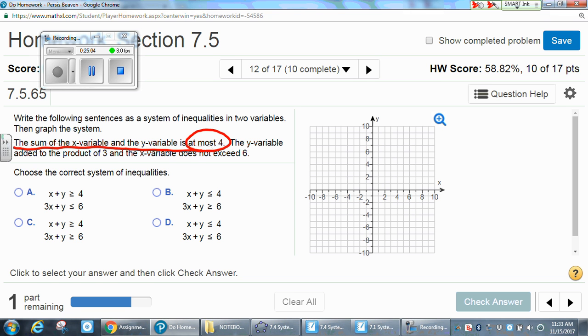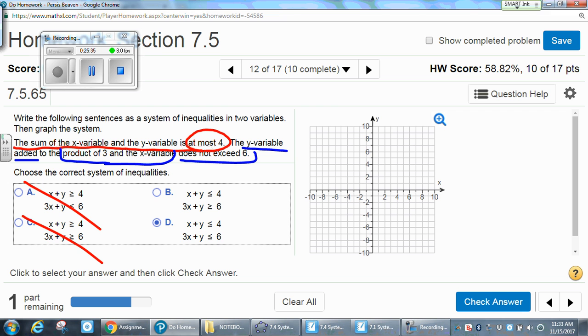Very good. So here we can cross out G and B. A and, well, in my case, yeah. Okay, now for my second statement, we say that the y variable, so y added to the product, in my case 3 times x, so we'll have 3x plus y, does not exceed 6. So what's the biggest number again? 6. So it's going to be 6 or anything smaller than 6. So the correct answer is B, in my case.